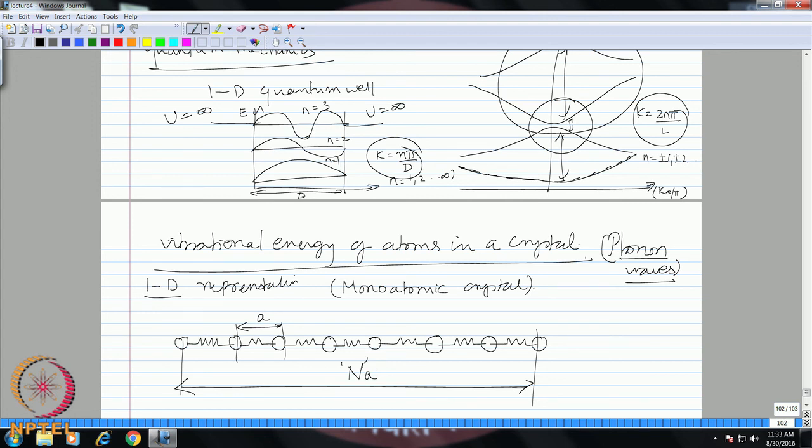So, the particular coordinate of an atom. Here, for example, this atom we will call j times A, where j is an index. For example, if this is the 4th atom from the left, this will be number 4, and therefore this will be j plus 1 times A, and this will be j minus 1 times A. So, these are the actual coordinates.